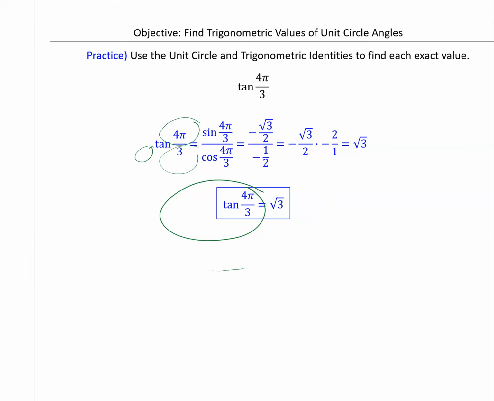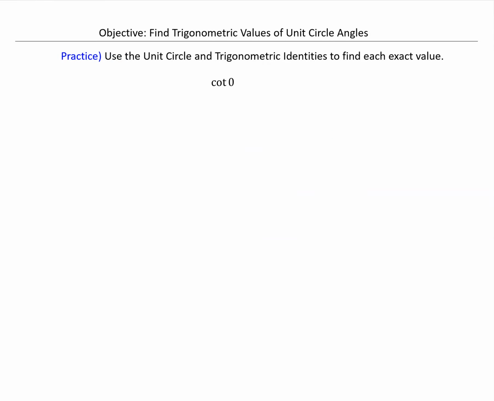All right, let's see what else we've got here. How about cotangent of 0 radians? We know that's 0 radians because there's no degree symbol. Pause here. All right, let's take a look at the result.